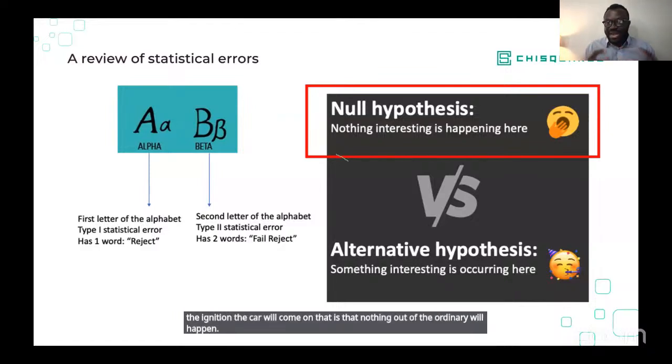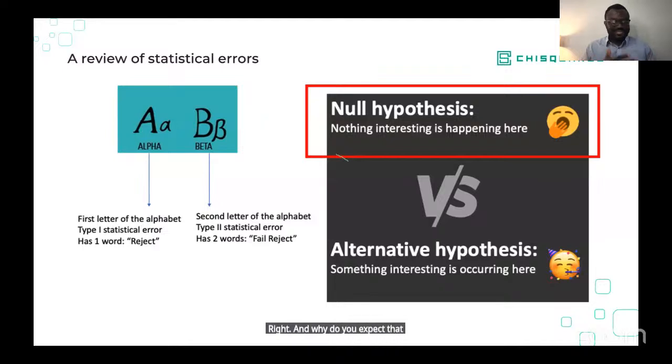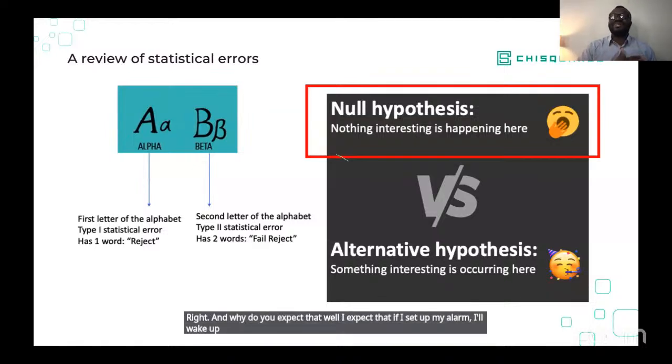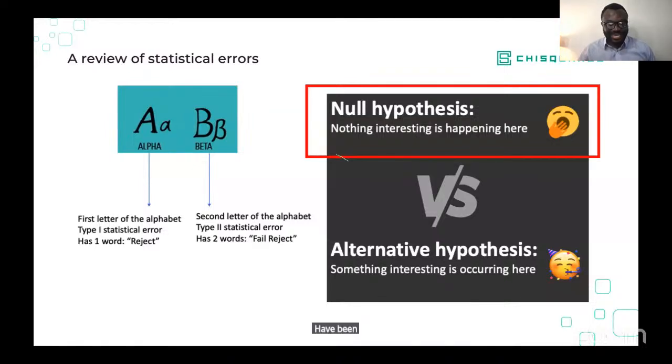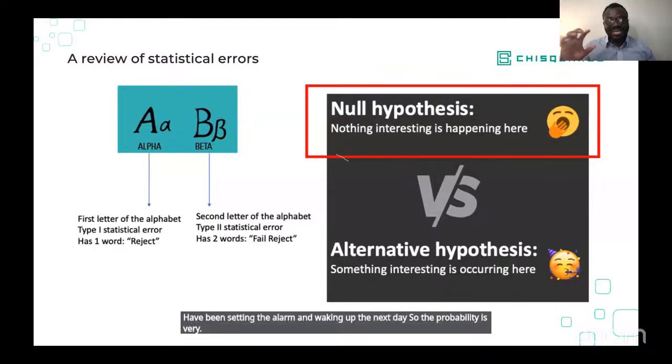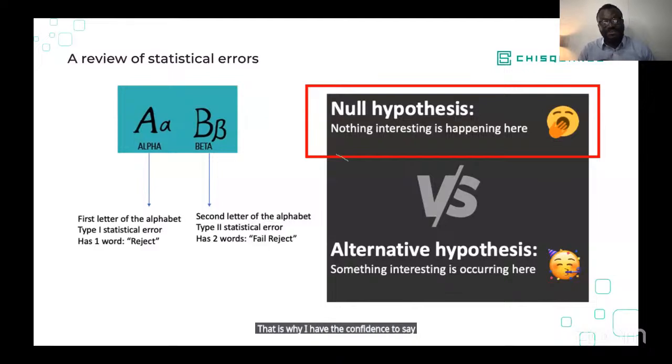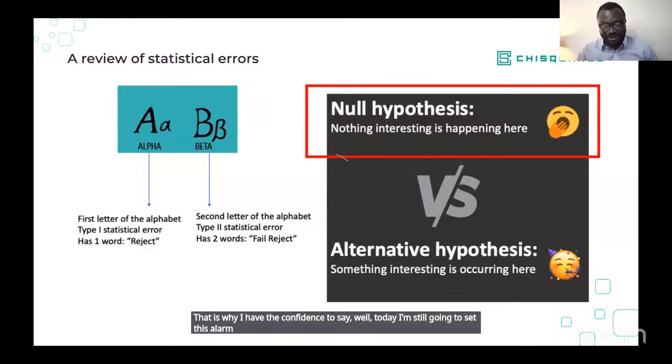And why do you expect that? Well, because I expect that if I set up my alarm, I'll wake up tomorrow, because for all the past years of my life, I have been setting the alarm and waking up the next day, right? So the probability is very, very small that something out of the ordinary will happen. That is why I have the confidence to say, well, today I'm still going to set this alarm under the null, because there's evidence that the chance that the alternative will happen is very, very, very small, right?